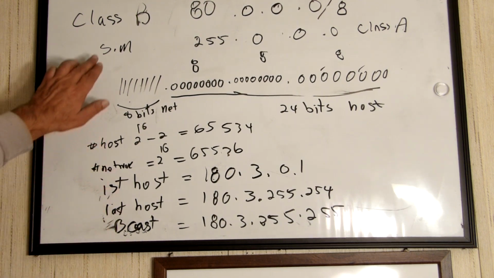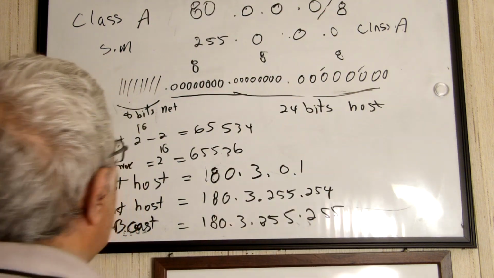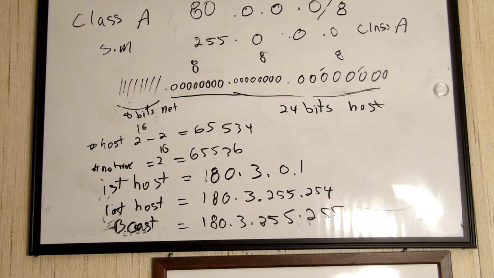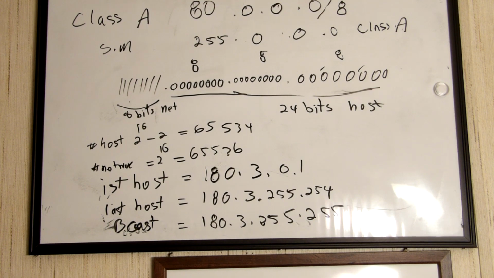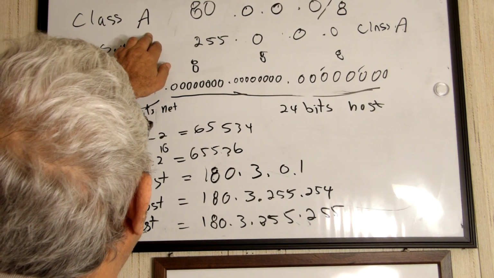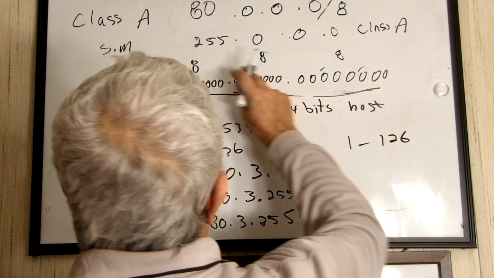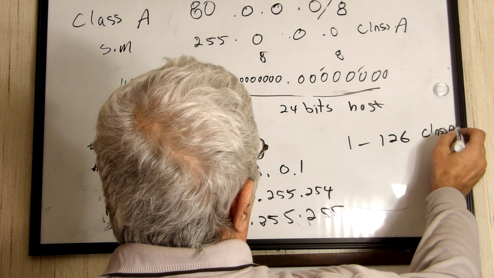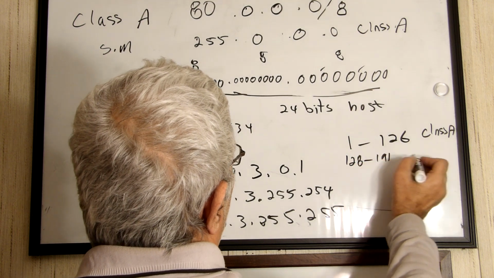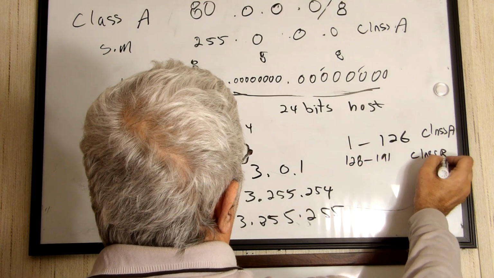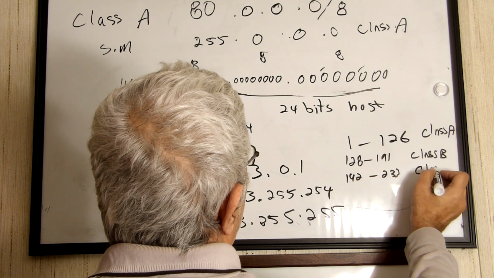This is class A now. This is class A, and 8 is for A. Remember that we say less than 126, from 1 to 126 is going to be class A. Okay, and then from 128 to 191 class B, and from 192 to 223 class C.